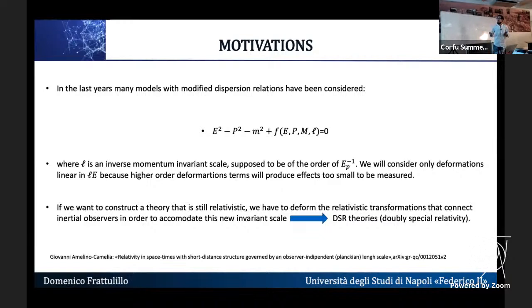So the standard Lorentz transformations are not symmetries of these modified dispersion relations, so we will not have relativistic theories. But if we want to construct a theory that is still relativistic, what can we do? We can deform the relativistic transformations that connect inertial observers in order to accommodate this new invariant scale, and so we will have DSR theories, that means doubly special relativity theories.